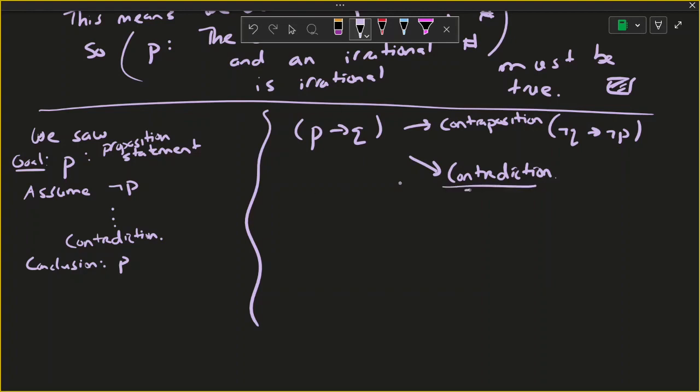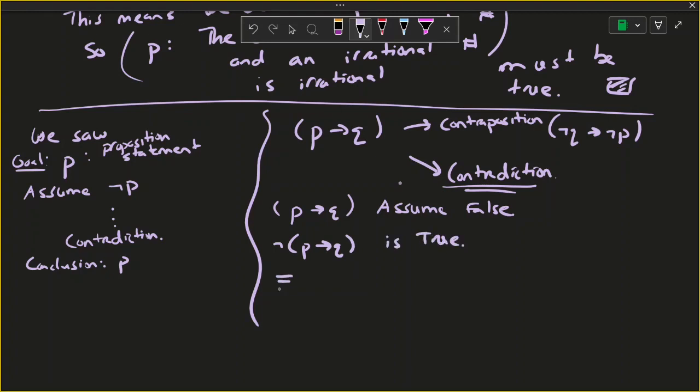So if we're going to go by contradiction with an if P then Q, you're going to say we're going to assume this is false, the implication. That means the negation of this implication is true. And then the negation of an implication, we saw in the previous video, is logically equivalent to P and not Q. So that means P and not Q is true.